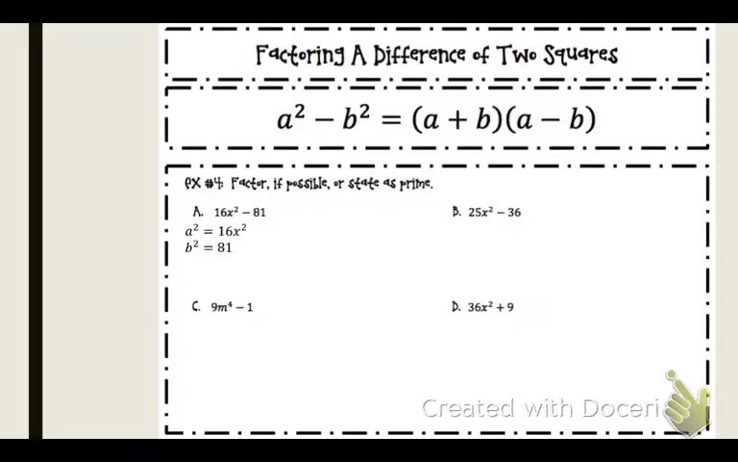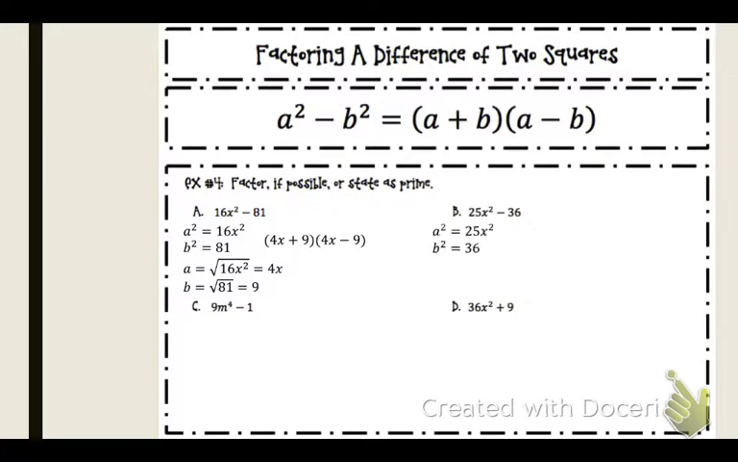So a squared is 16x squared, b squared is 81. That means that a is the square root of 16x squared, and b is the square root of 81, which is a is 4x, and b is 9. Okay? Then you just put them in the parentheses. So it's 4x plus 9 and 4x minus 9. And that's it. These are easy to factor. These are one of the easiest things to factor.